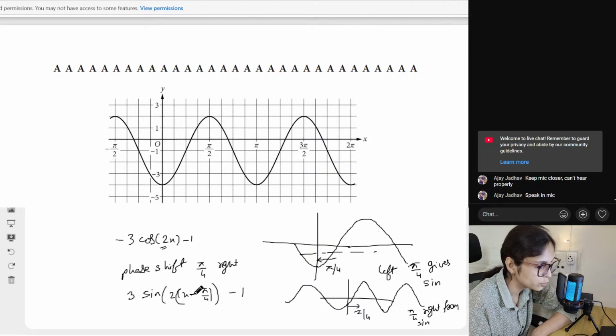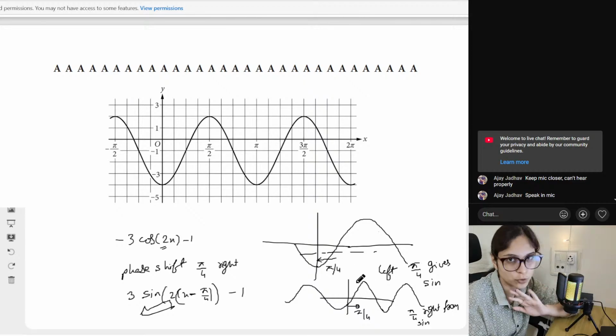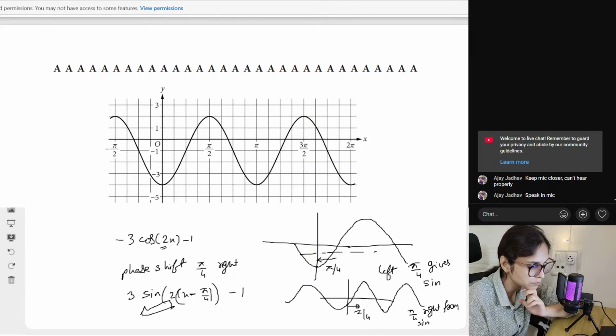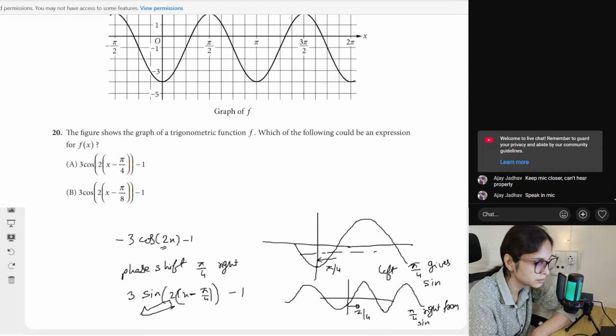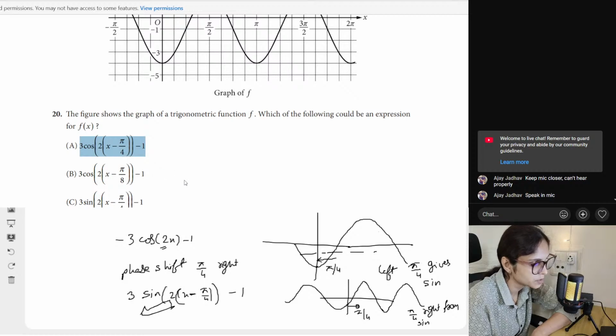Because over here, if you're doing pi over 4 to the right, that means from this graph you have to do pi over 4 to the left and see if you're getting sine or not. You're getting the sine function, that is why it will be this answer. Because this left means this right. If you move pi over 8 to the left, you're not getting sine or cosine. Cosine is initially inverted cosine. And if you want to get positive, then you'll have to shift pi over 2 to the left. So it would have been 2 times x minus pi over 2 instead of pi over 4. I hope I have explained this time.